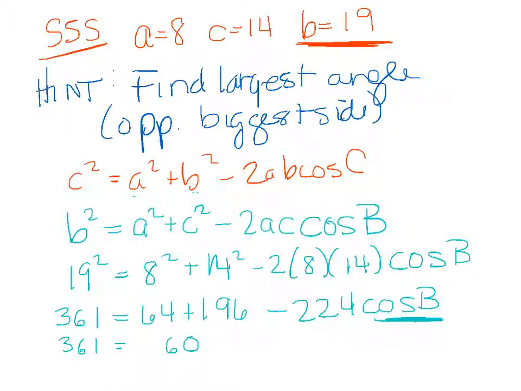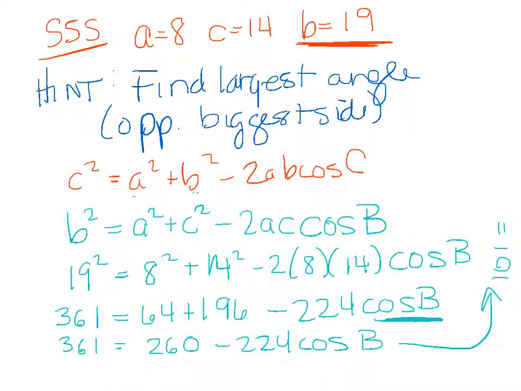So the first thing I think I'll do is go ahead and add these together. Oh, what is that? 260 minus 224 cosine B. I'm going to need to do a little more work here. I need to subtract 260 from both sides. I'm going to get 101 is equal to negative 224 cosine B. Ooh, the plot thickens. Okay, so I'm going to divide both sides by negative 224. Let me do this, 101 divided by 224.